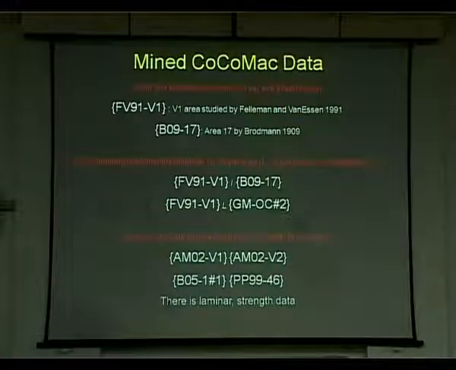And similarly, they decided that Felleman's V1 is a sub-area of the occipital lobe. Some of this is based on the literature report itself, the relationship that was reported in it. Some of it is based on their own judgment. But this is how the mapping relationships came about. The reason why you need a mapping relationship will become clear in the next slide.